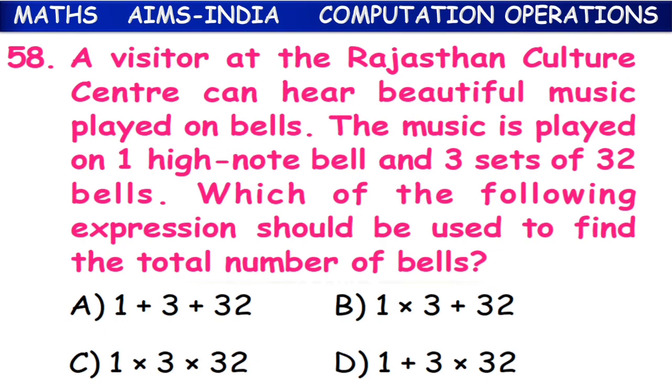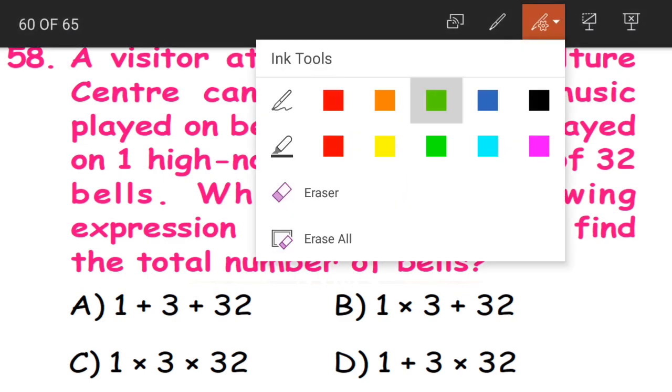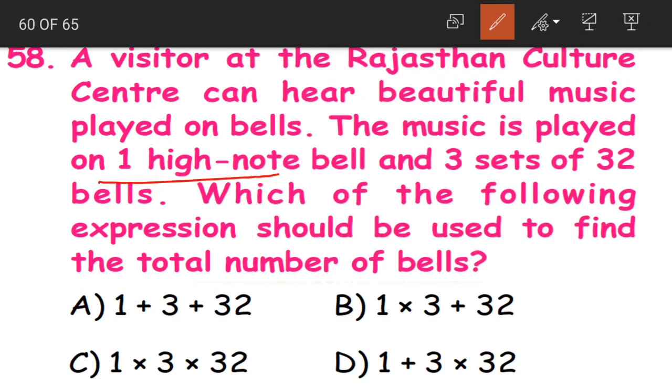The last question for today, children. Question 58. A visitor at the Rajasthan culture can hear beautiful music played on bells. The music is played on one high note bell and 3 sets of 32 bells. Which one of the following expressions should be used to find the total number of bells? Now what bells are there? One high note bell. So 1 plus, for the total, what should we do? We should add, right? So that is why plus 3 sets of 32.